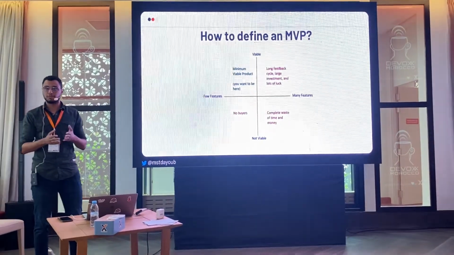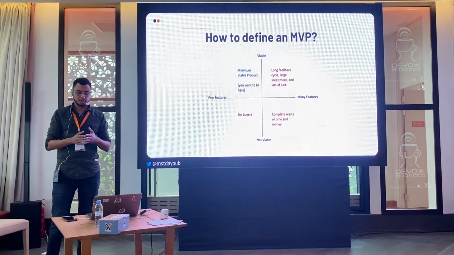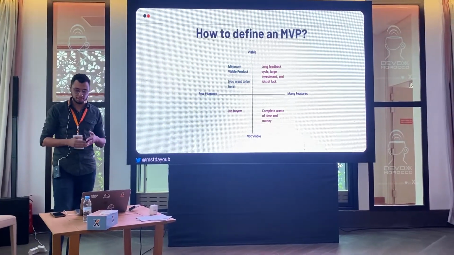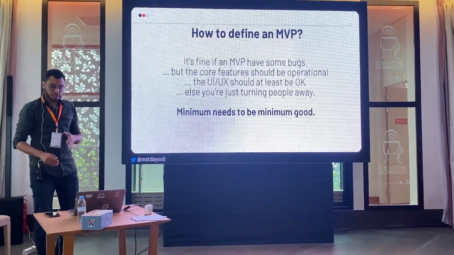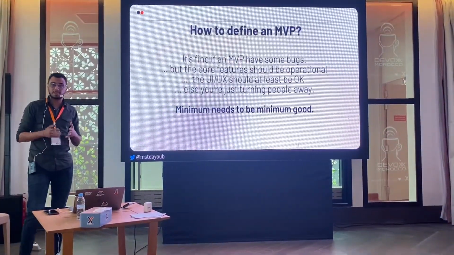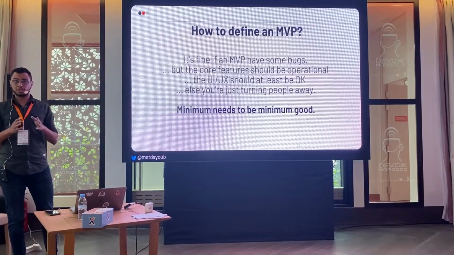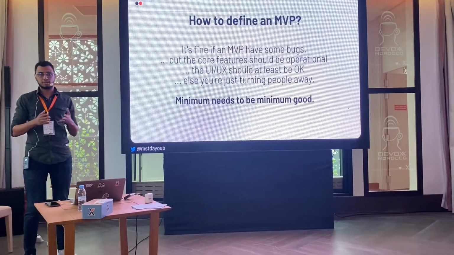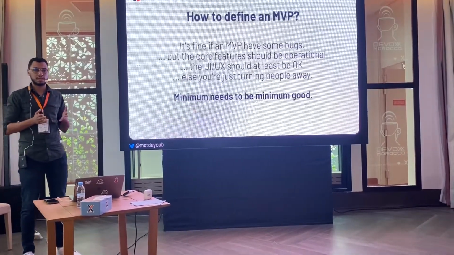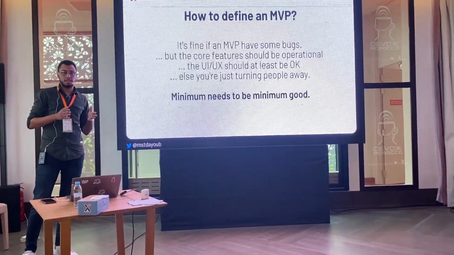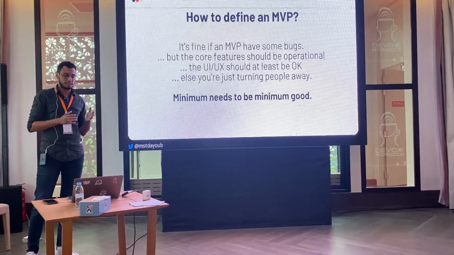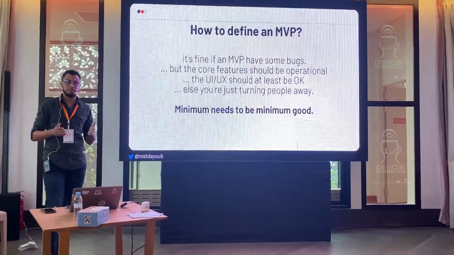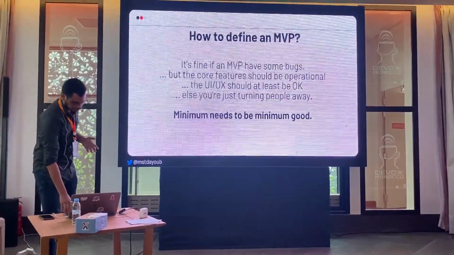We want our MVP to be in the situation where we are building a few principal features, the most important features for early customers, and this is where we have a minimum viable product. So I say it's fine if an MVP has some bugs, but the core features should be operational. The UI and UX should be okay at minimum. If this is not the case, you are just turning people away. You are losing the first customers. So minimum needs to be minimum good at least.